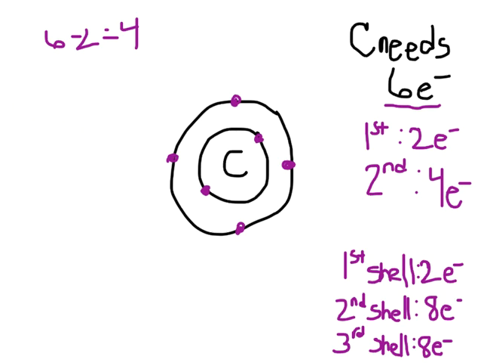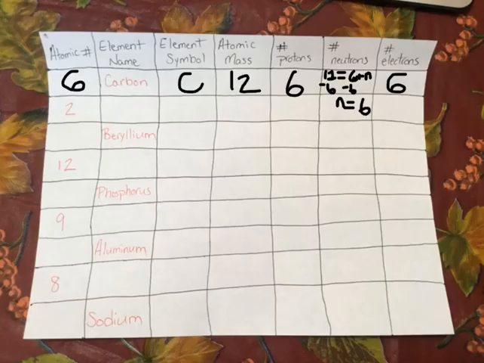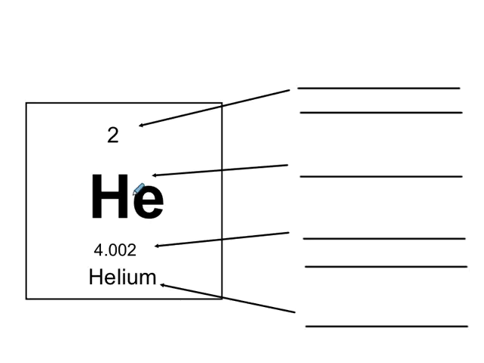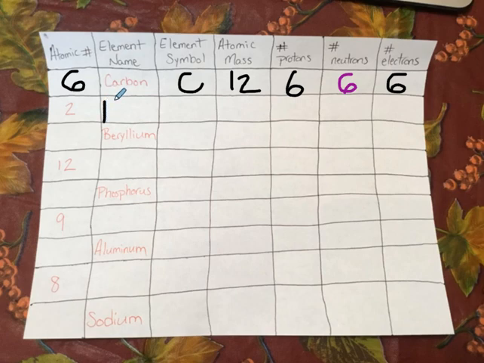Make sure you've got that copied into your notebook as well on the next blank page. And then we're going to go ahead and do the next example in the chart. Your next example in the chart was number 2, atomic number 2. If you go to your periodic table and look for atomic number 2, you're going to find helium, He. So we can fill in that part of our chart. This is helium.